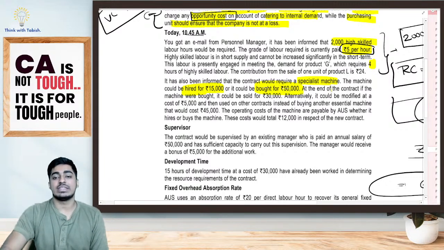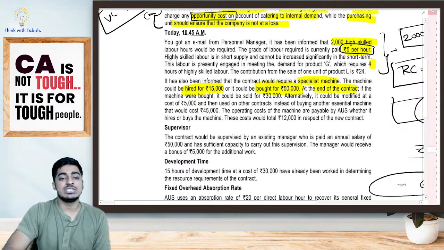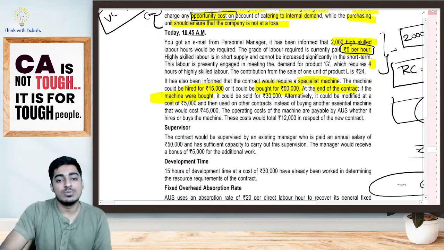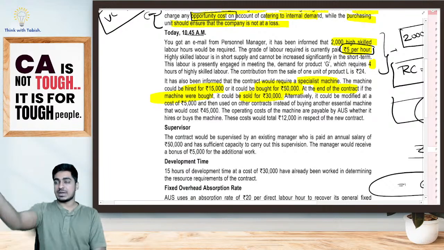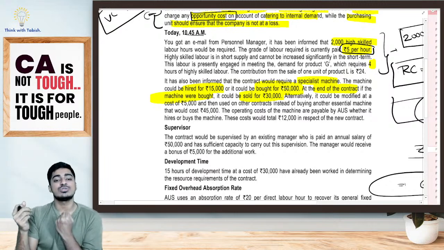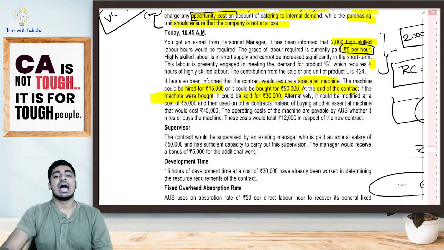50,000. Now at the end of the contract, if I purchased the machine, obviously at the end of the contract, I will sell it. So it could be sold for 30,000 rupees. I purchased, I paid 50,000, I have sold, I got 30,000. What is the net cost, students? 20,000 is the net cost.